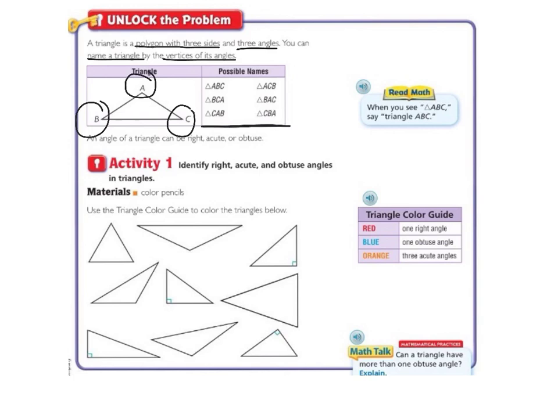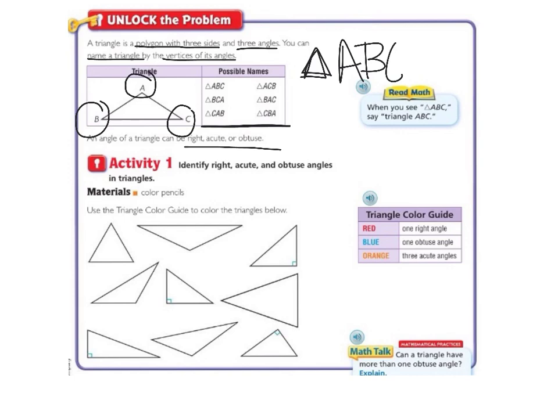When you name a triangle, you first start by drawing a small triangle and then listing the three vertices of the triangle. Some examples are in the box of the triangle ABC. So if I were to name it, I would draw my triangle and write A, B, C. When we see this, we read it triangle A, B, C. An angle of a triangle can be right, acute, or obtuse.